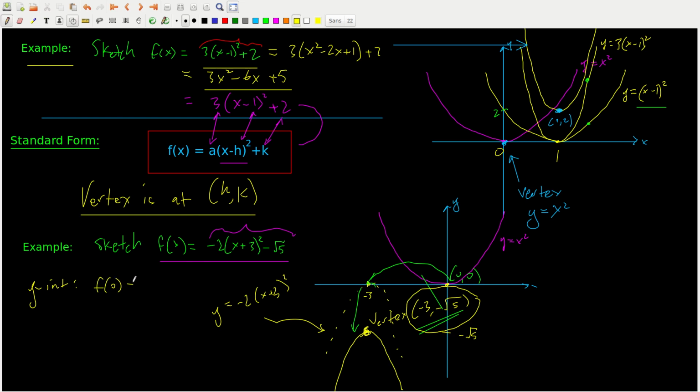So f of 0 in this case is going to be minus 2 lots of (0 plus 3) all squared, minus the square root of 5, which gives us, well, this is 9, so this is negative 18, and then take away another square root of 5, or whatever that is, but that will be the location of the y-intercept. So the y-intercept is on the y-axis, where x is equal to 0, and y in this case is not a nice number, but we can calculate it.